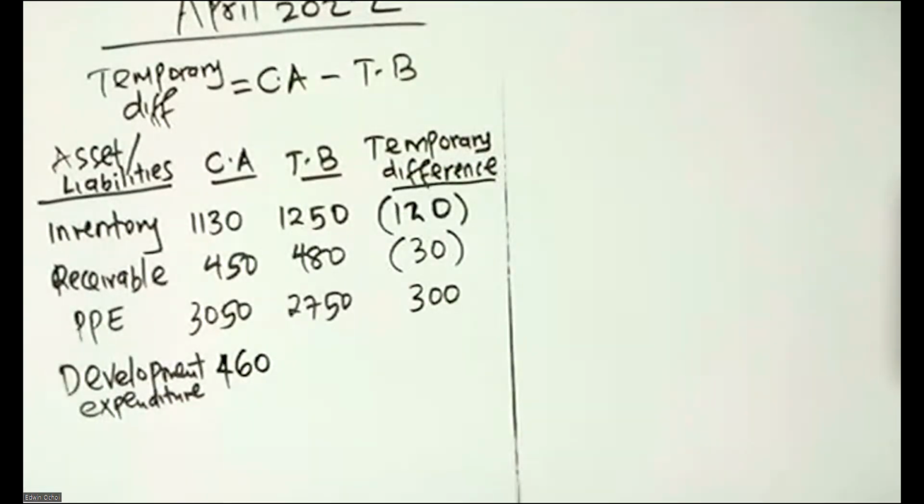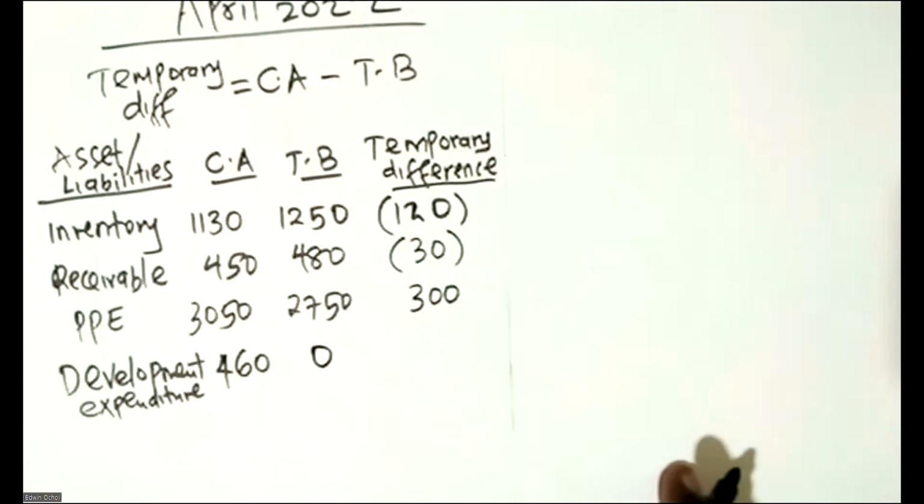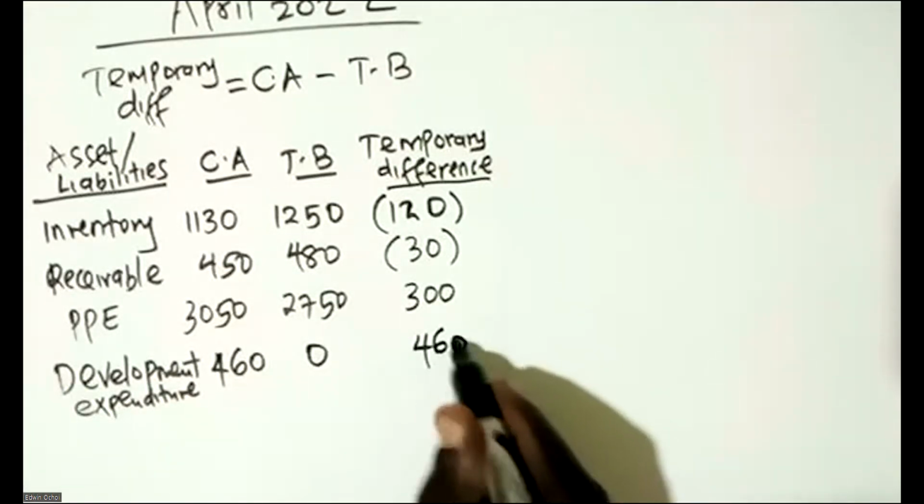That is 460. Then remember that when I was talking about intangible assets, I said they are not assessed for tax purposes based on their tax base, but rather on their carrying amount only. Their costs are always allowed in full for tax purposes, meaning that our tax base will be 0. So the carrying amount is 460.